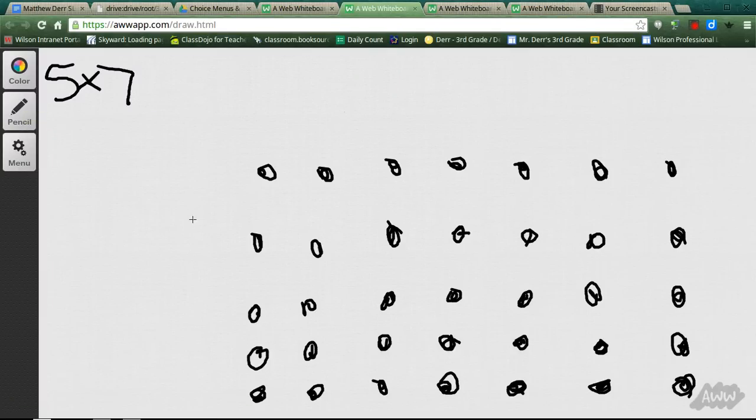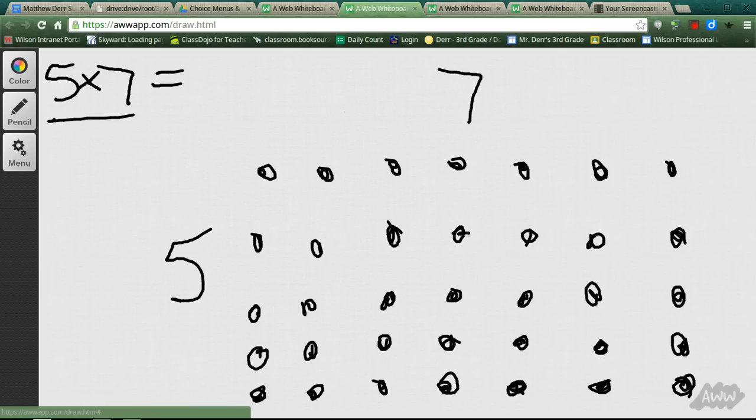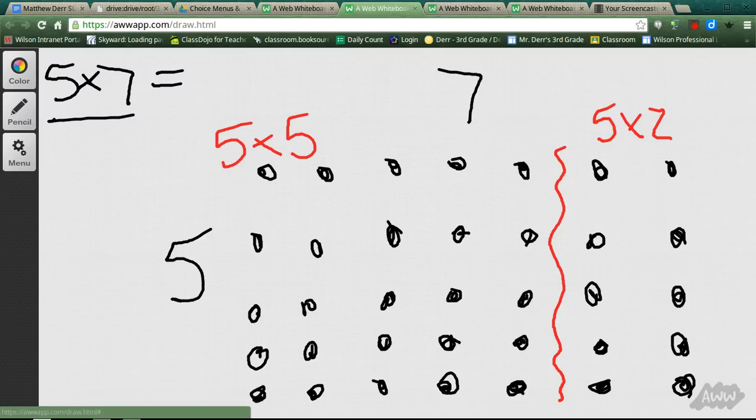The strategy that I have here is I'm using a 5 by 7 array to show my problem of 5 times 7. And I could take the strategy of taking that array and separating it. Well, how could I separate 7? I would say, well, I could do a 5 and a 2. 5 times 5 and 5 times that 2. I broke that 7 apart into two other facts that I already know. So there goes that 7. We'll get rid of that 5.